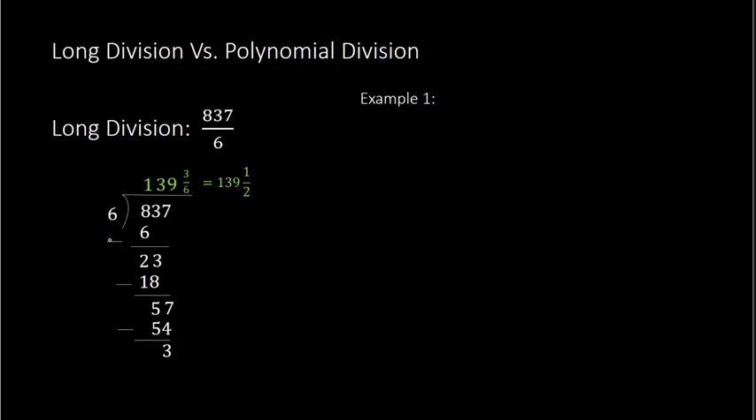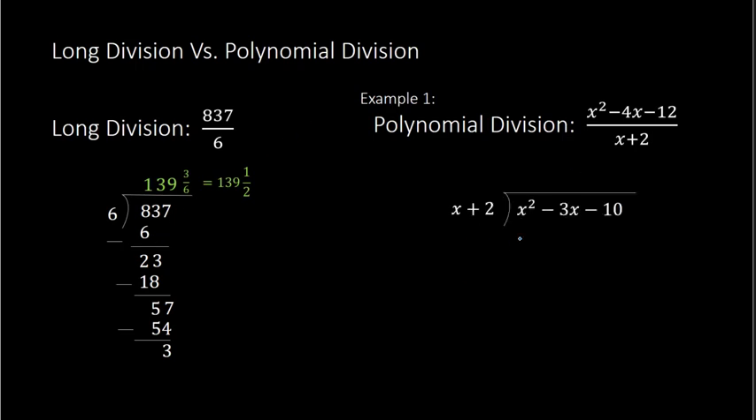Now looking at polynomial division. Let's say we had x squared minus 4x minus 12 over x plus 2. Now this looks much more complicated, but the process is exactly the same as we did over here with actual numbers. So if we had to divide, we can set it up like this.